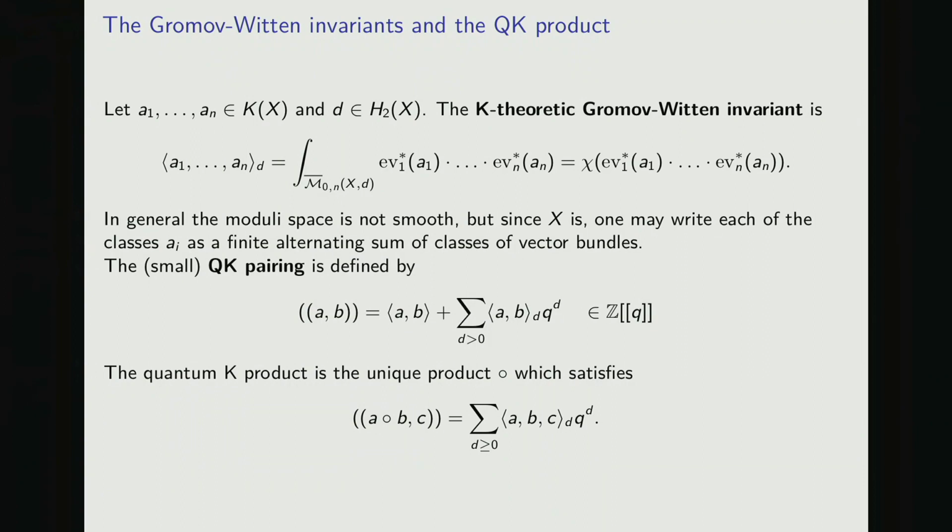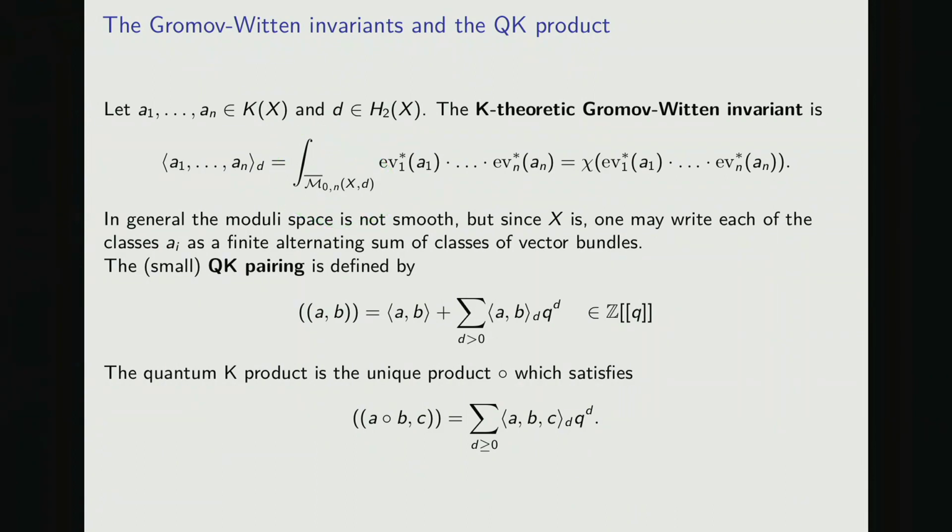You pull back these classes, A1 and so on, to the moduli space. These are going to be classes in the K-theory of the moduli space. You multiply the classes there, and then you take the Euler characteristic. So remember that this integral just means taking the Euler characteristic in K-theory.